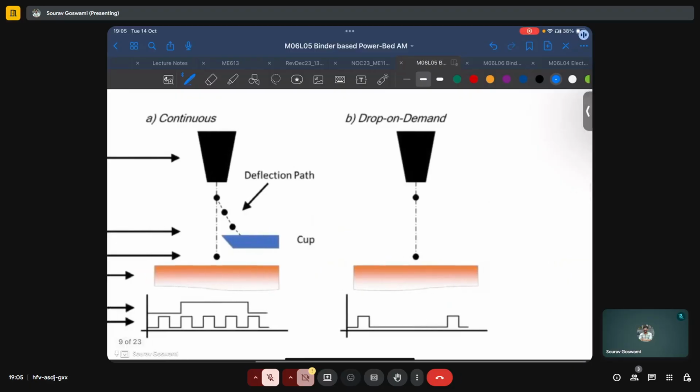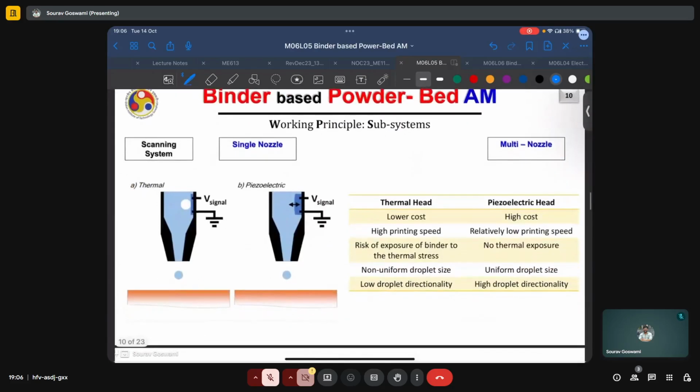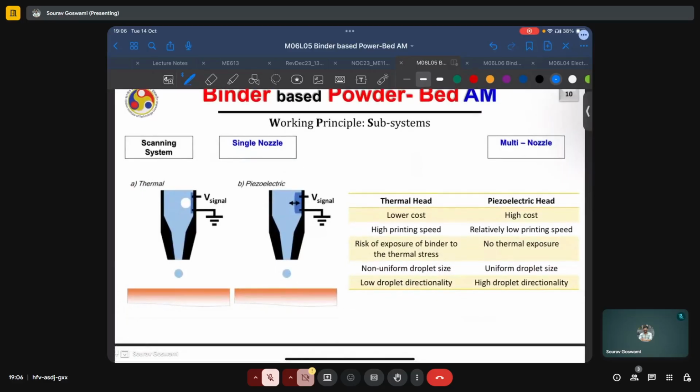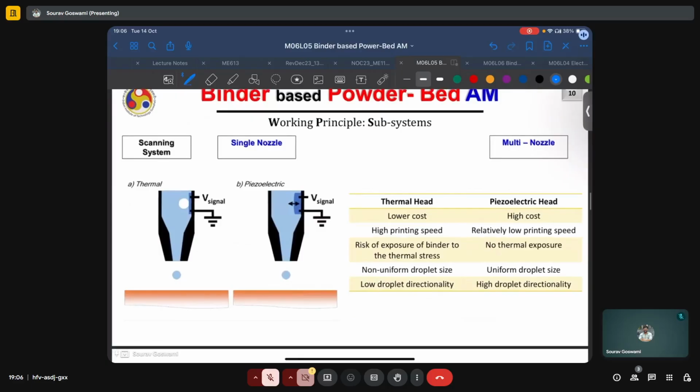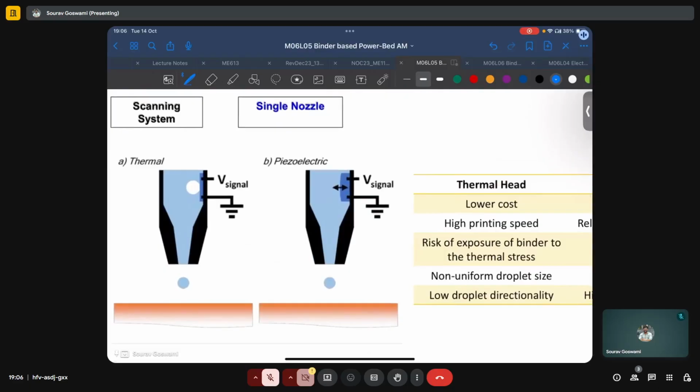Or even better, we can just have a drop on demand type of system where the binder material is dispensed only over regions where it is explicitly required. And this drop on demand can be controlled using the nozzles. And irrespective of whether we need a single nozzle or we have multiple nozzles, it can be actuated using thermal or piezoelectric means.